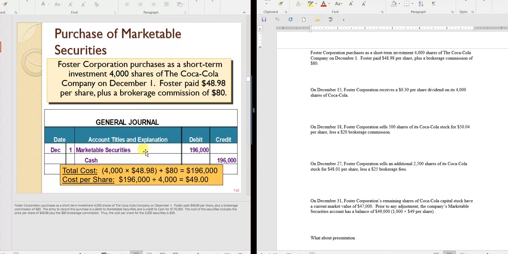So I put it into marketable securities. Probably a good idea to write 196,000 divided by 4,000 equals $49 each, underneath this when you make your journal entry, simply because they are now worth $49. So if I sell one share for more than $49, I make a profit on it, but I need to know what it cost me at $49.